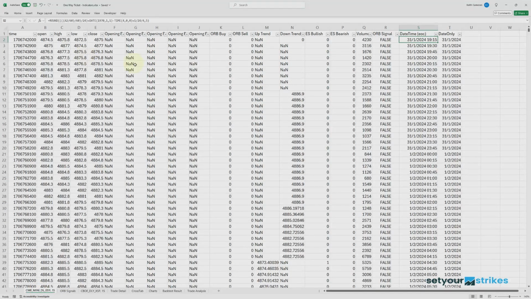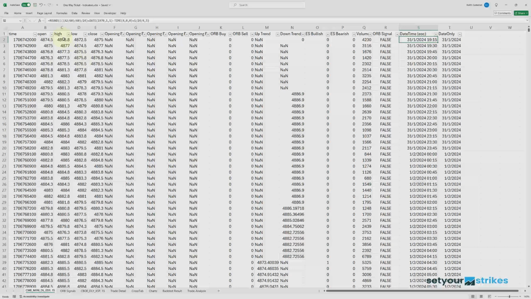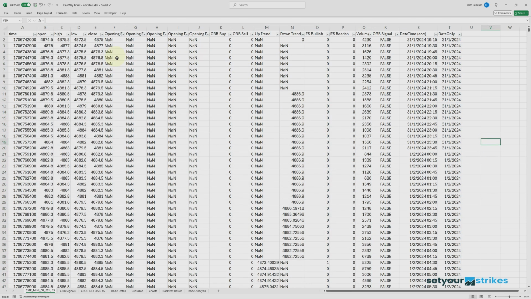So in the first tab here, I've got basically the data that was exported from the S&P 500 E-mini futures, right? This is the one that has a whole bunch of columns in it, just because that indicator is quite complex. Again, 2 indicators on the same chart, and each of them has a bunch of other things plotted on the chart.